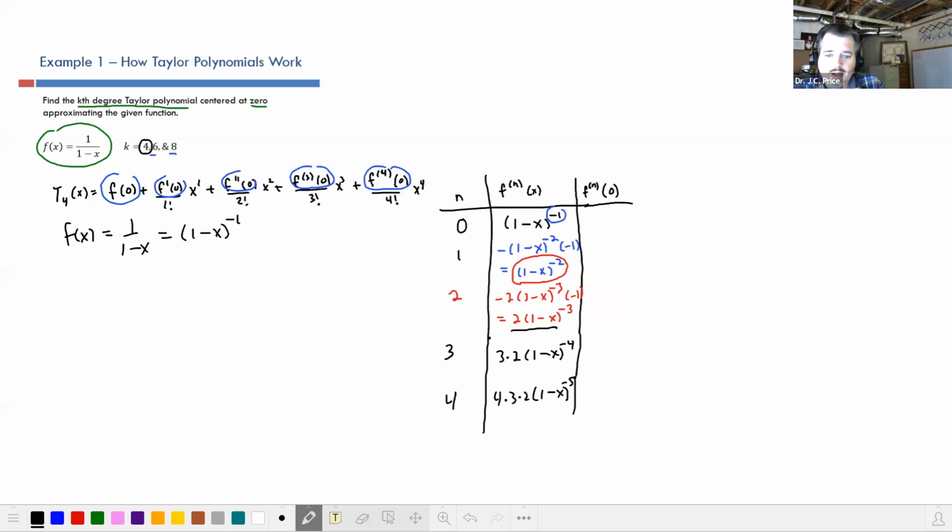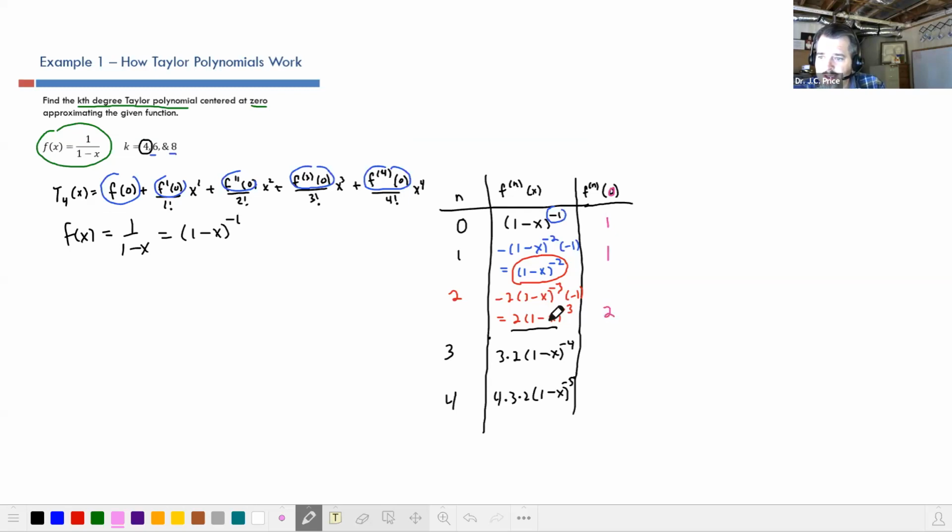And then I'm going to plug in 0 for all my x's. When you plug in 0 right here, you're just going to get 1. When you plug 0 in right here, you're going to get 1 again. When you plug 0 in right here, you're going to get 2.